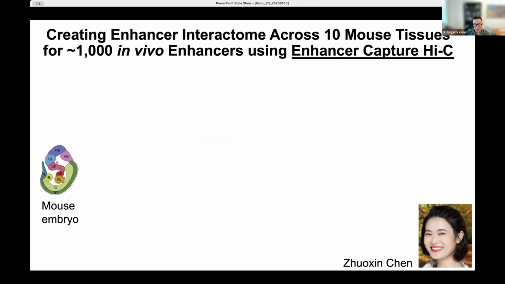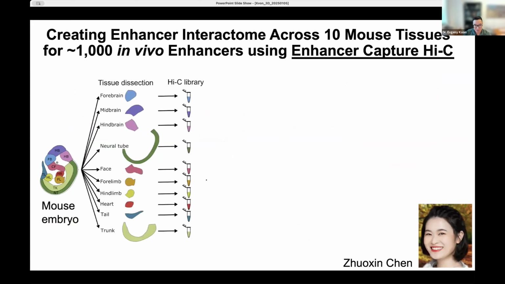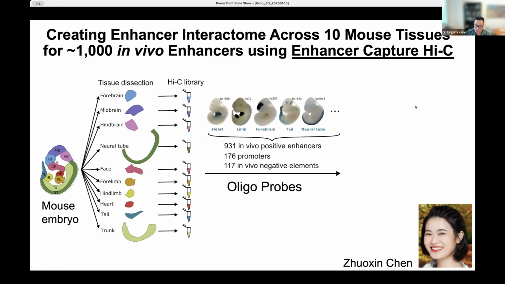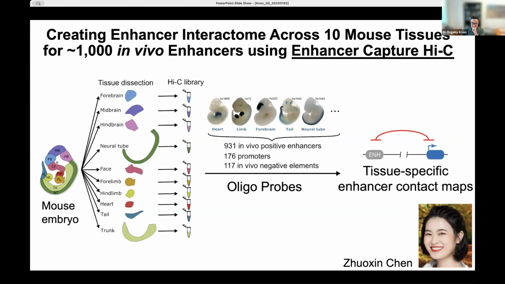So a postdoc in the lab, Zhuo Xin, dissected a mid-gestation mouse embryo into 10 different tissues, forebrain, midbrain, neural tube, face, limbs, etc., and prepared Hi-C libraries from each of these tissues. And then she used probes against around 1,000 of these experimentally verified VISTA enhancers, some promoters, and also some control regions. And then she sequenced these libraries. What it essentially results in is tissue-specific enhancer contact maps for these 1,000 developmental enhancers.